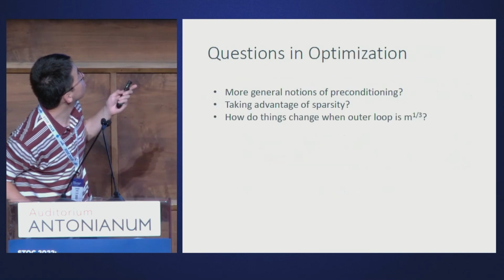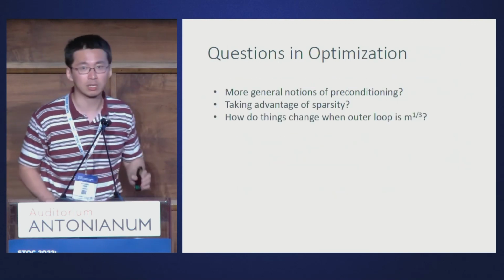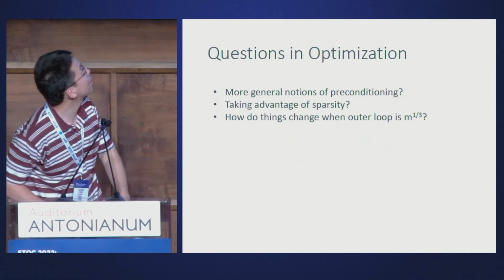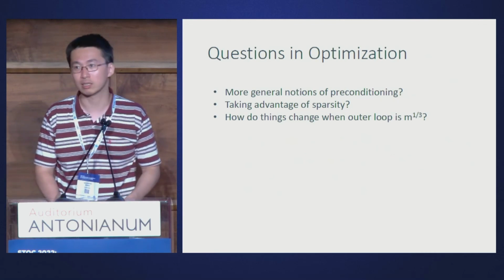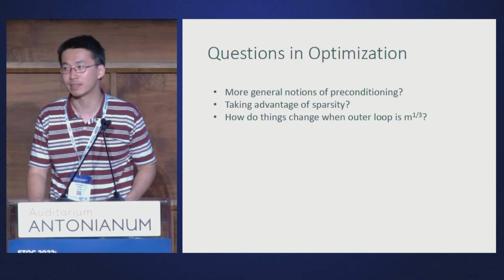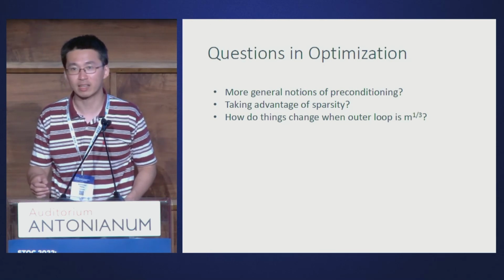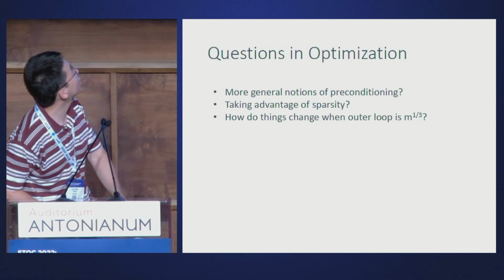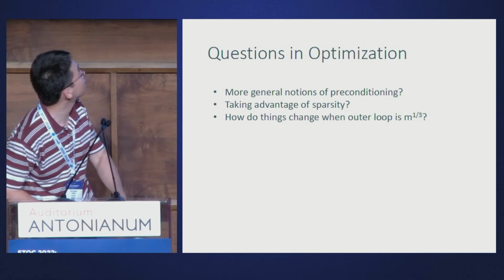Let me say, I'm already over time for the break, but for the matrix setting, I work more on the optimization side. I just want to mention that there are some potential things on the matrix side that could change things quite a bit: are there more general notions of preconditioning? Is it possible to further take advantage of sparsity?